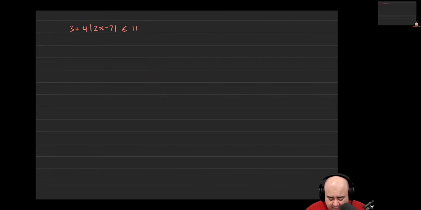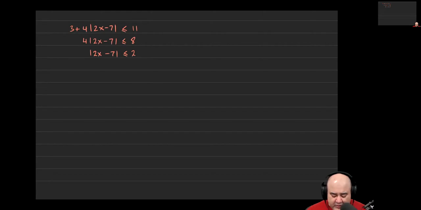So if we subtract the 3, we would be left with 4 times the absolute value of 2x minus 7 is less than or equal to 11 minus 3, which would be 8. And now we can divide both sides by 4. We don't have to flip the direction of the inequality because we're dividing by a positive number. So 8 divided by 4 would give us 2.